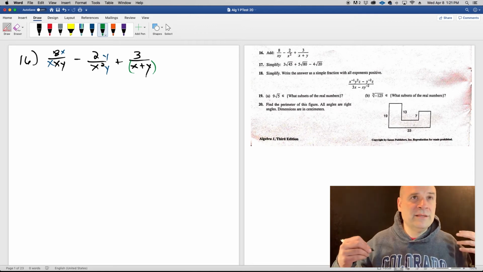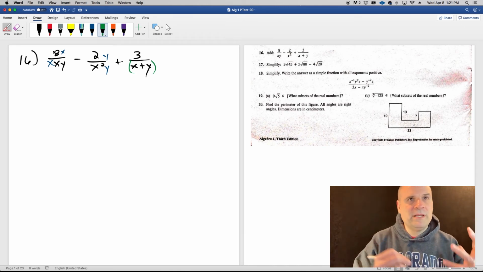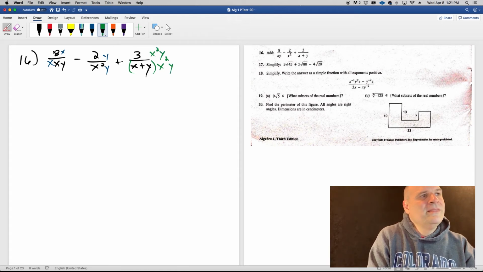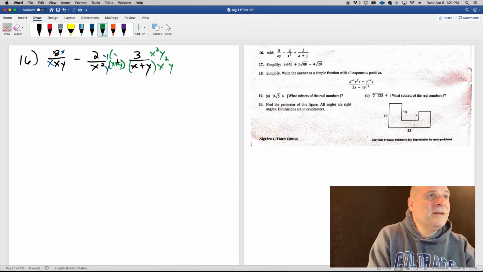You can make least common denominators by multiplying things together. So we have to multiply this by an x squared y to look like that, and this guy needs an x squared y. But then this thing needs an x plus y. So whatever you do to the bottom, do to the top. So it's messy, but this is what you gotta do.